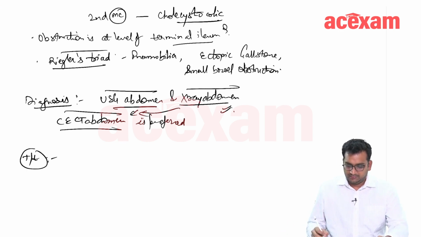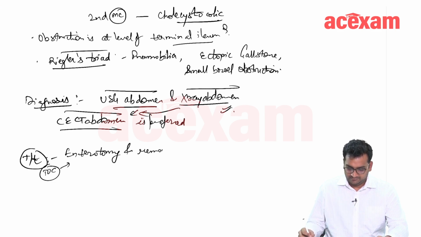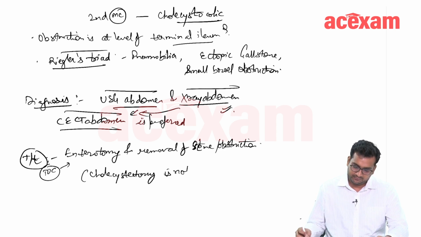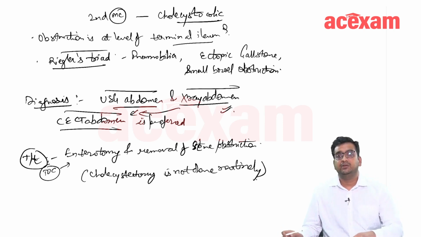So the treatment is generally enterotomy. The treatment of choice here is enterotomy and removal of obstruction. Removal of the stone, you can say, or removal of obstruction. Cholecystectomy is not done routinely. It's generally preferred in young patients or patients who are symptomatic.